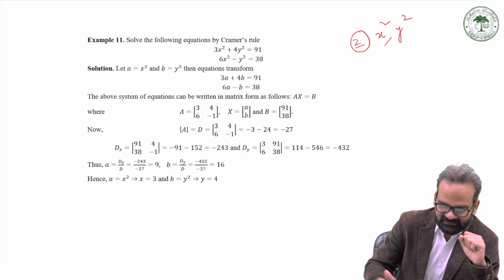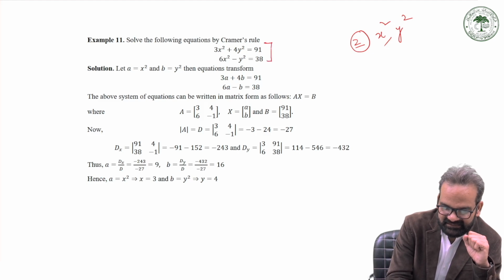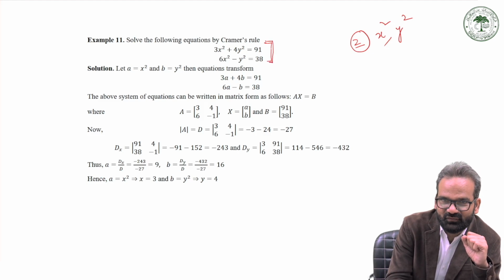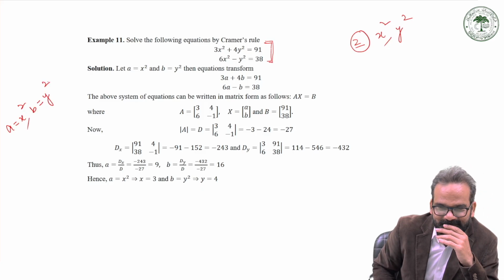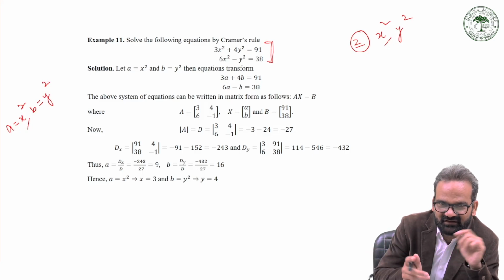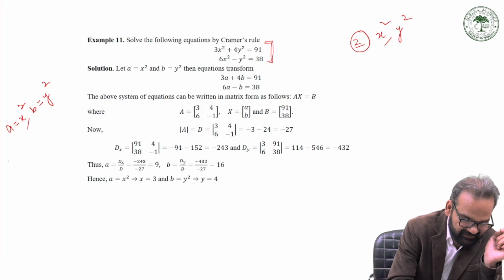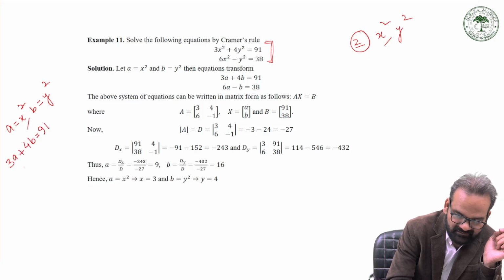Right? So see what we will do here. This is our system of two equations. What we did here: if we take a equals x² and b equals y², clear? x² is equal to a and y² is equal to b. Then these two equations will be transformed as 3a + 4b = 91, and 6a − b = 38, right?